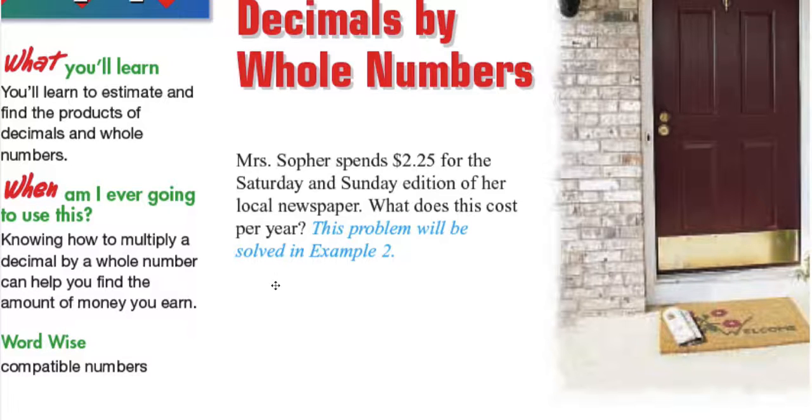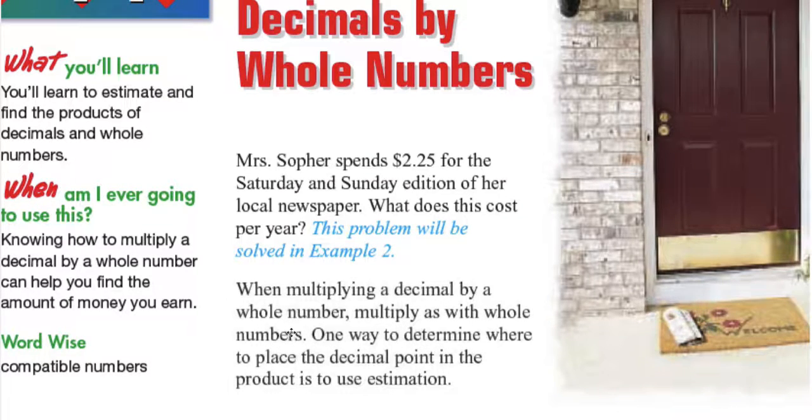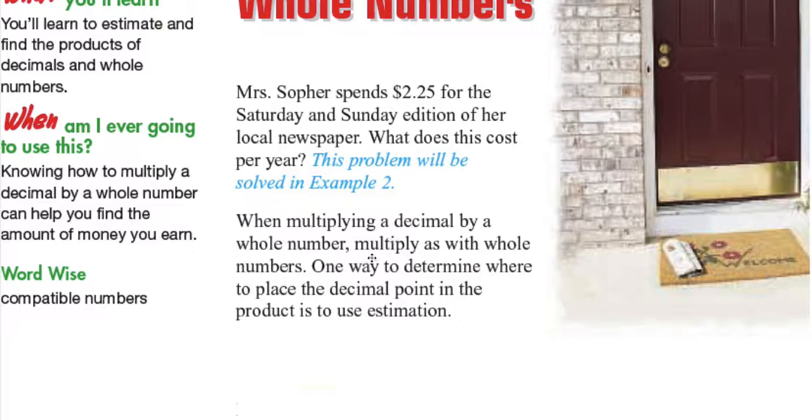Okay, so when multiplying a decimal by a whole number, multiply as if with whole numbers. And one way to determine where to place the decimal point in the product is to use estimation. This is just one method; we'll learn the other method later on. So the first step is you multiply them as if they're whole numbers, and the second step is to determine where to place the decimal point using estimation.